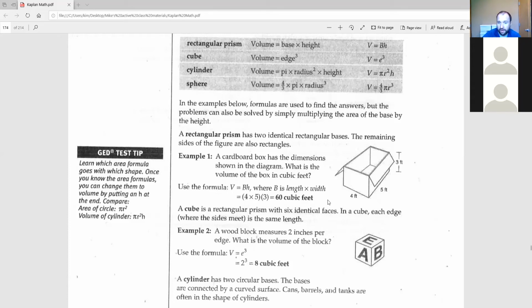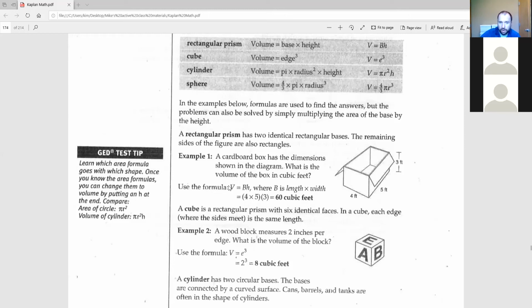So if we find the length and the width, right? Doesn't matter which one you call which, right? You could call the length width and the length 4, the width 5, or vice versa. It doesn't matter. So if we do 4 times 5, 20. 20 times the height, which is 3, comes out to 60 cubic feet. Pretty straightforward. So example 2 talks about a cube, and notice it uses the different formulas.